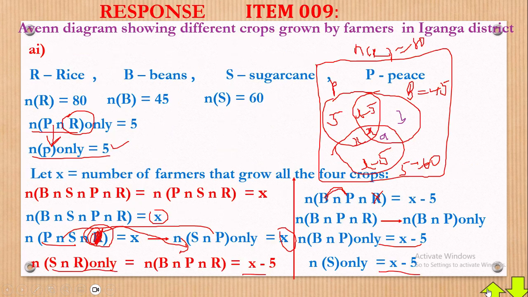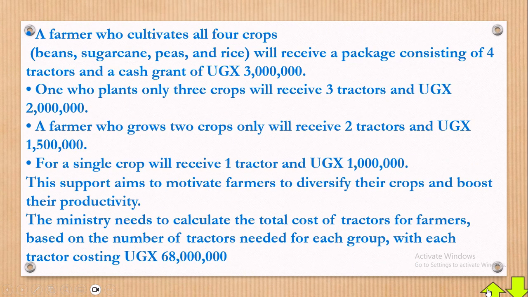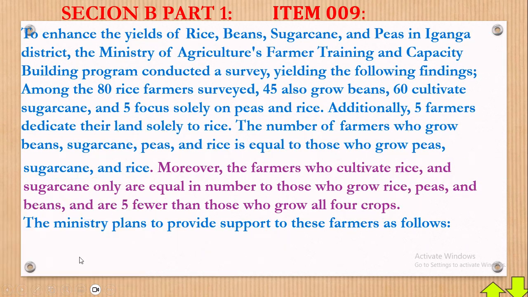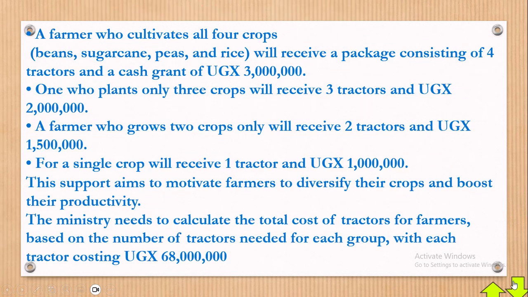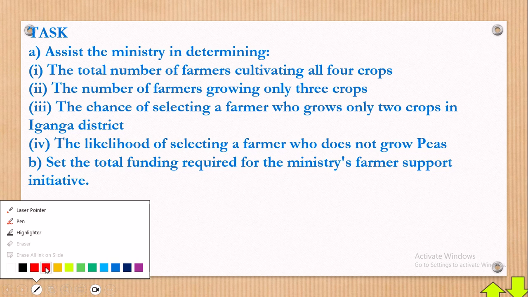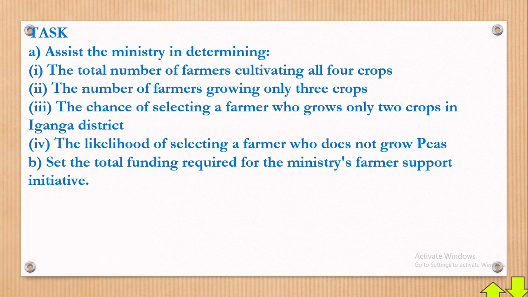Maybe just have a look at it. All right, what are the rest of this? Okay, the total number of farmers growing all the 4 crops, we have answered that. It has given us 15. Now, part B, rather number 2, they're saying the number of farmers growing only 3 crops. Now, only 3 crops will mean, if you look at this, we have the circle, we have that, and we have that.